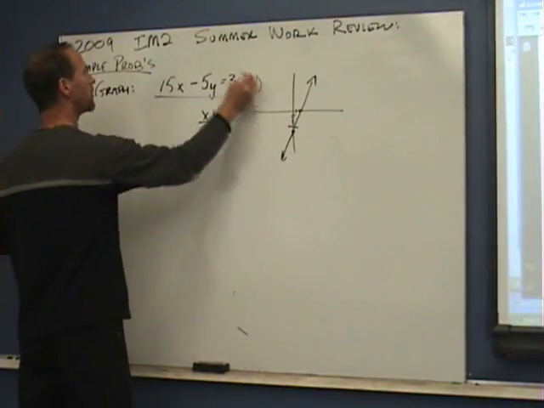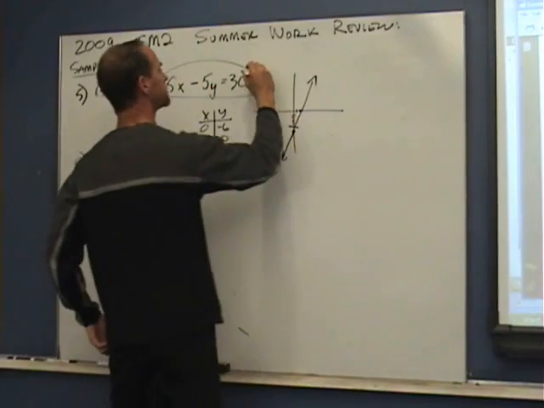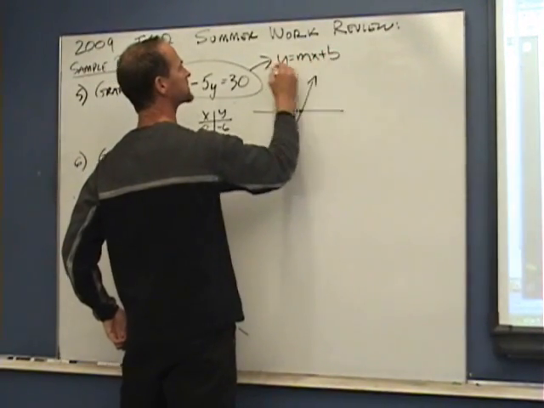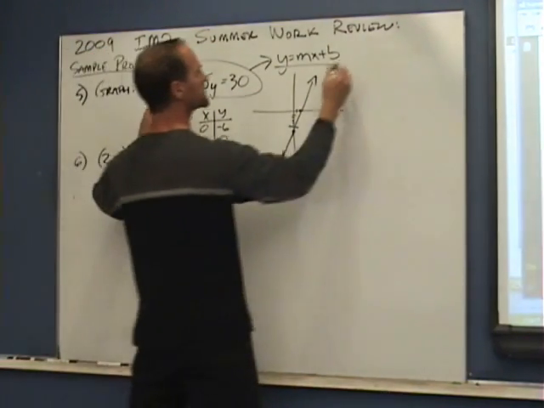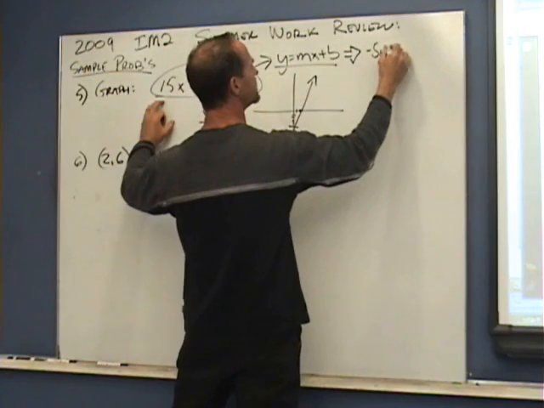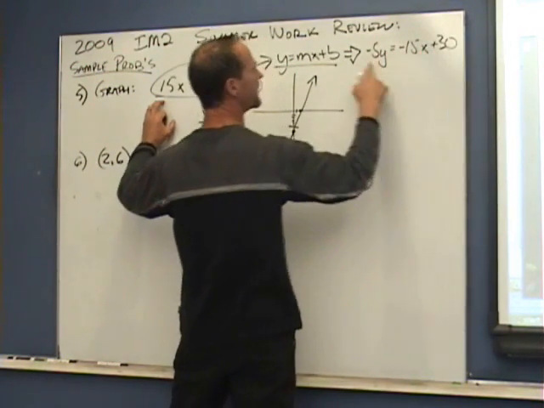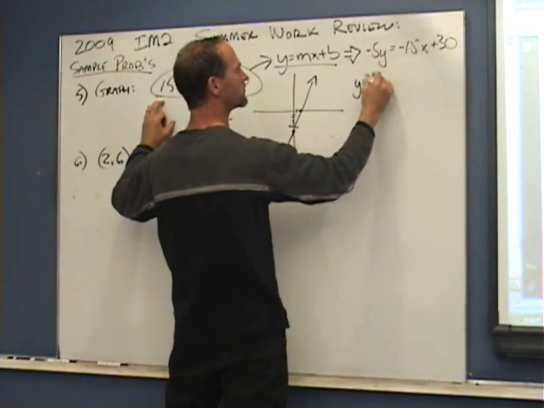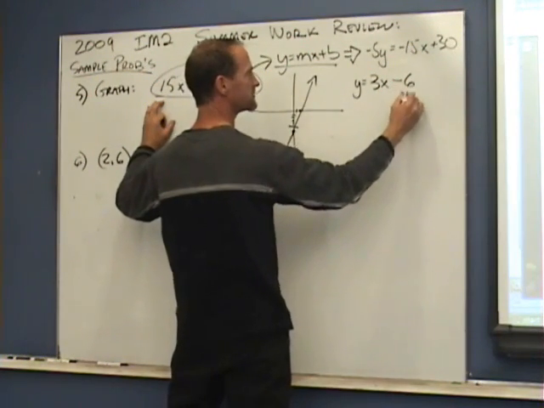I could also take this whole thing and put it into slope-intercept form by transforming it, hammering it out into y equals mx plus b form. That's slope-intercept form. And I would do that by subtracting 15x from both sides. And I would get that -5y equals -15x plus 30. And then I would divide everything by -5. And I'd get y then is equal to 3x and then -6.